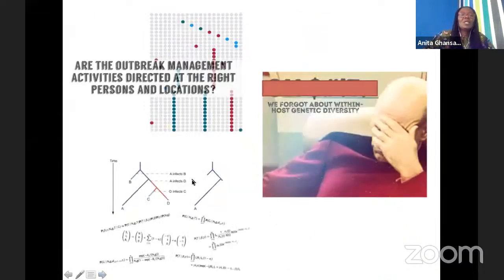So we can go further to use this to manage the outbreaks, see whether the activities are directed at the right persons and at the right locations. But as you can see, this man here is asking, is that all? No, it's not finished. We've forgotten about within host genetic diversity.